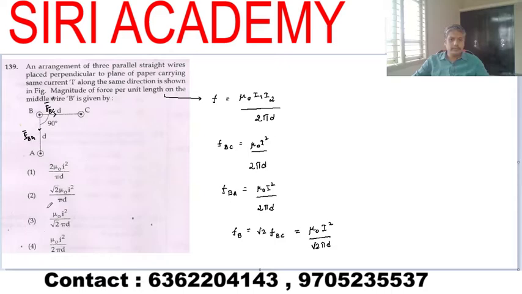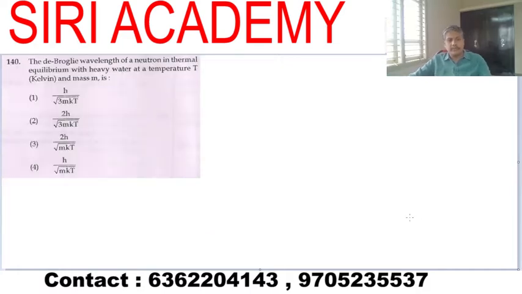So the correct answer is mu naught I square by root 2 pi d. The option corresponding to this answer is the third option. Question number 140. This question is related to de Broglie wavelength. So the question is, the de Broglie wavelength of a neutron in thermal equilibrium with heavy water at a temperature T and mass m is given.